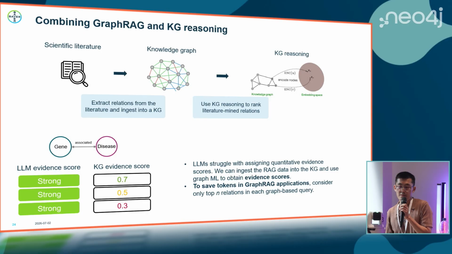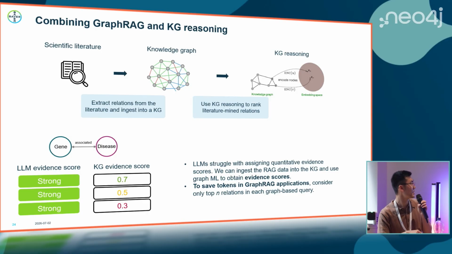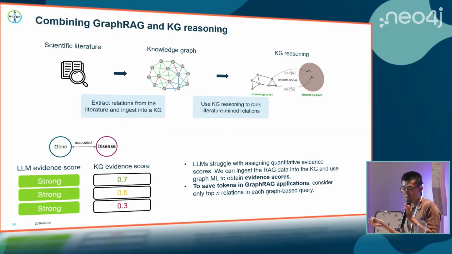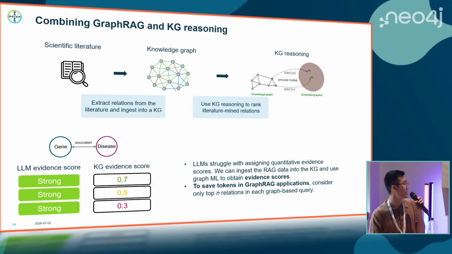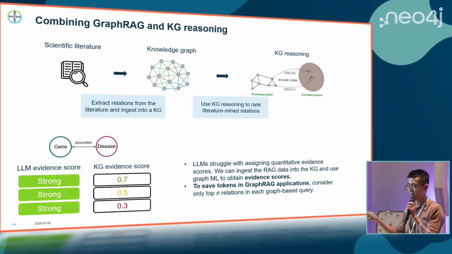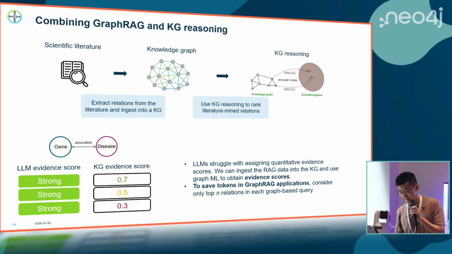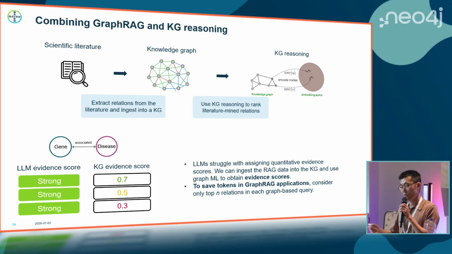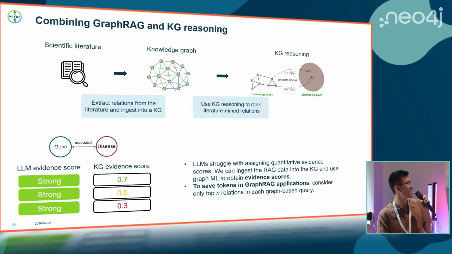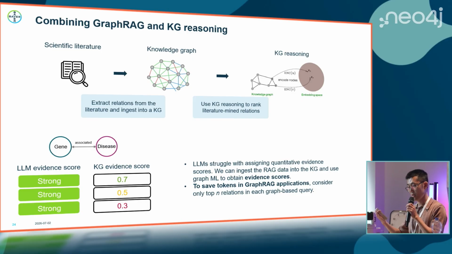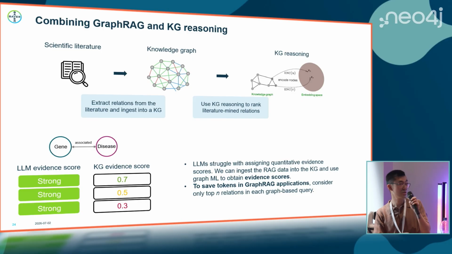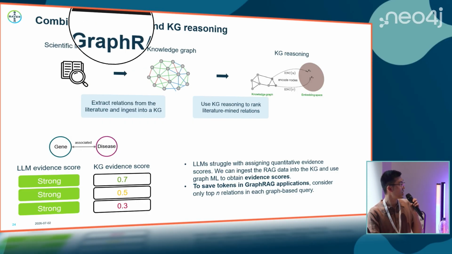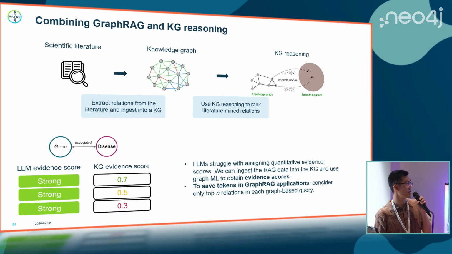The problem is that we found these evidence scores are not very reliable. First of all, nobody trusts the LLM scores, but also they tend to be quite inflated. Just because something occurred in a paper doesn't mean that this should work. So what we came up with is to always ingest the relations from the literature into the knowledge graph and use a machine learning model trained on the graph to rank these literature-mined relations, which results in evidence scores that are probabilistic.